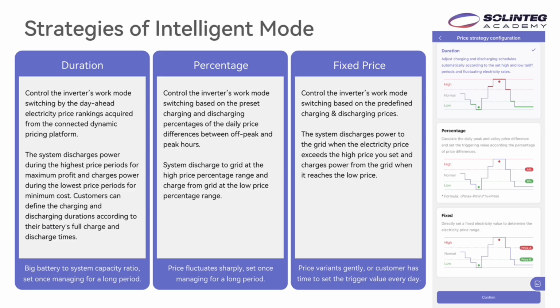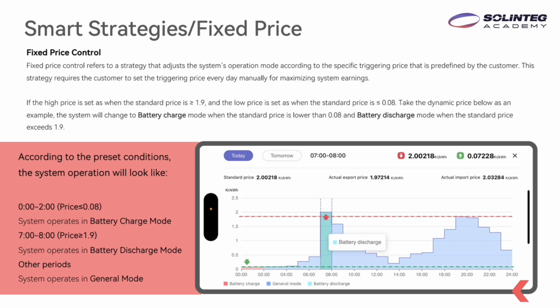The fixed price. Well, the fixed price strategy is that the users can define what is the high price and what is the low price by setting an absolute price value. For example, we can see from this picture. Now the users have set that if the price is higher than 1.9, that is a high price, and if the price is lower than 0.08, that is a low price. So following that rule, the system will look for the different time periods and different prices that fit the requirement.